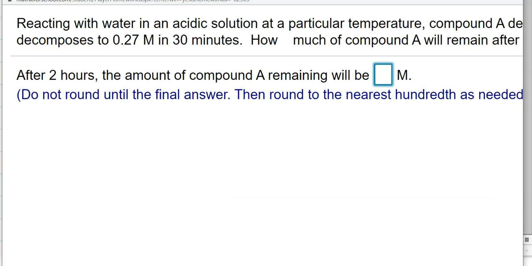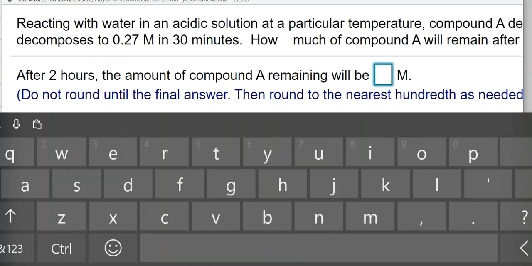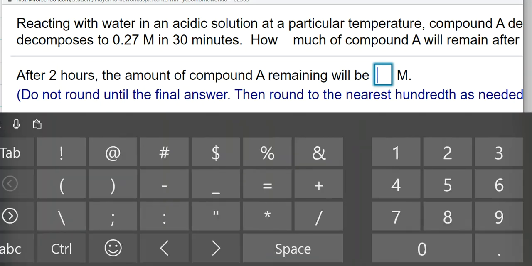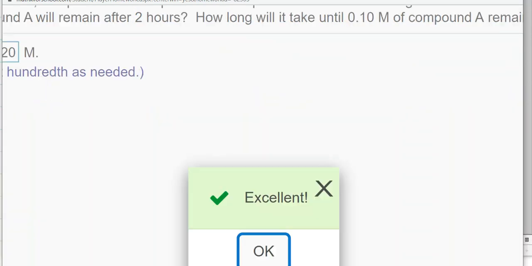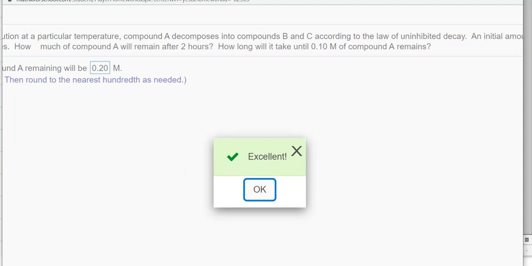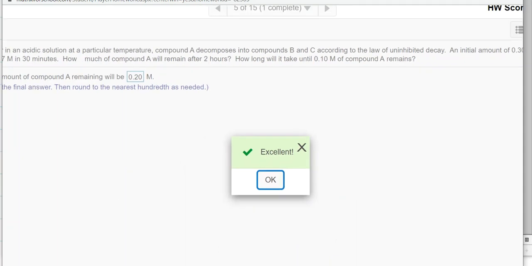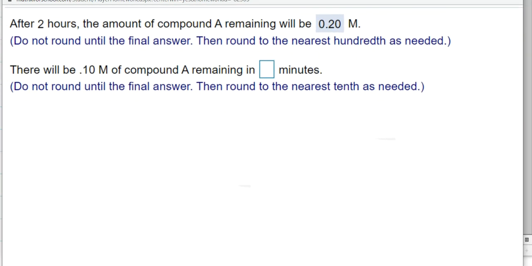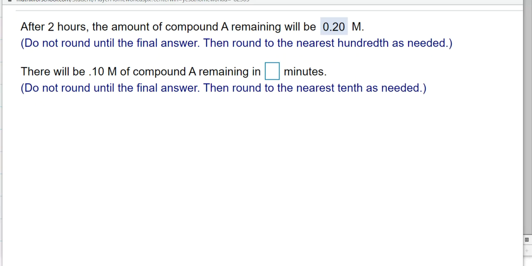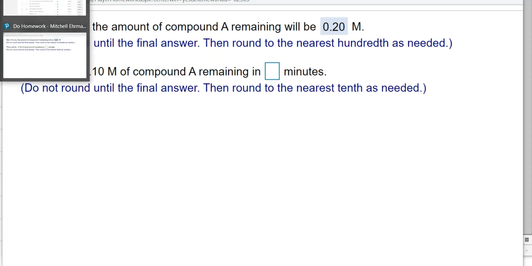And to bring this all home, let's go ahead and enter the result in MathXL, 0.20, and I'll tap enter, and the result is accepted. Let's go ahead and finish this out and determine how long it's going to take in order for the compound to reduce to a 0.10 molarity. And notice our answer here is going to be measured in minutes, so we've got to be careful of our timing.